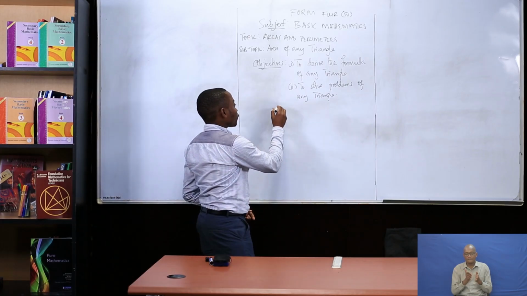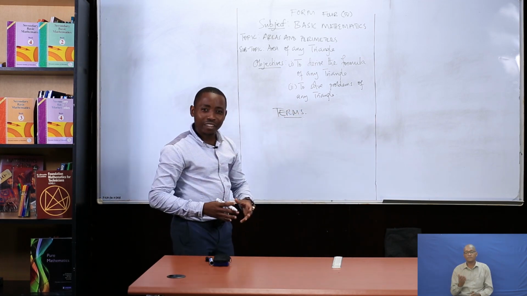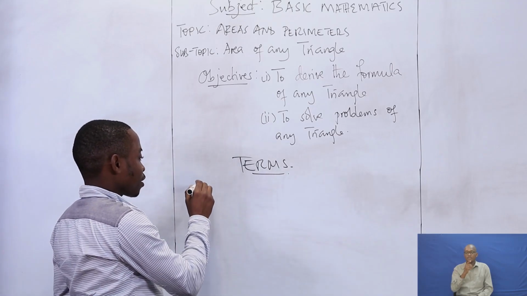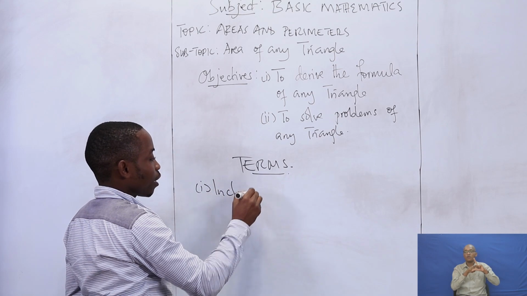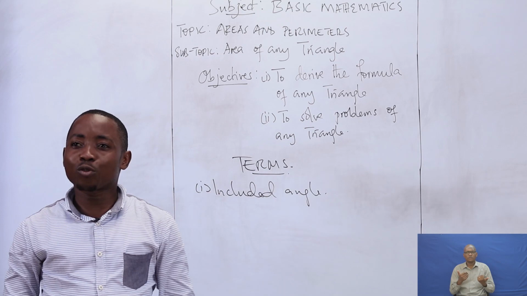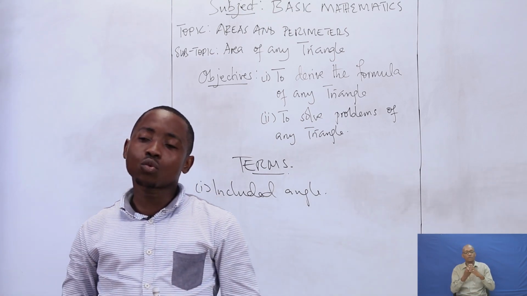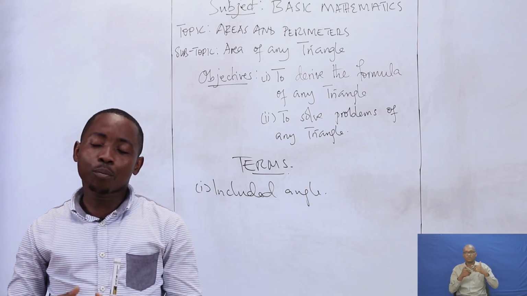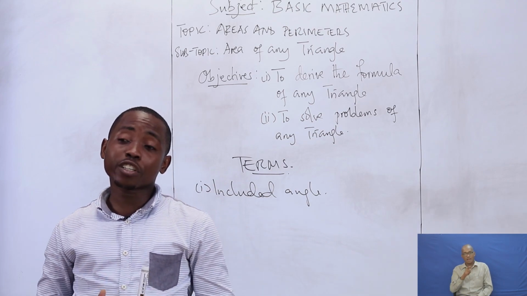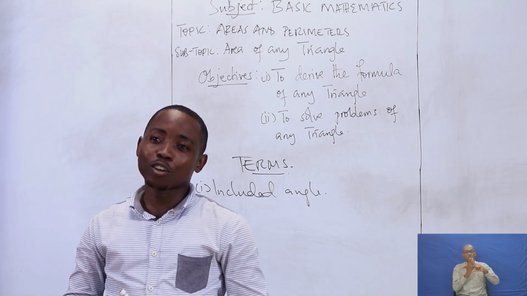And these are the first terms that can help us. The first term is known as included angle. We need to know first, what is included angle? Actually, in any triangle or in any two lines which are going to intersect somewhere, the point where those two lines intersect, they form an angle. And that angle, which is formed by two lines which intersect somewhere, is known as included angle.